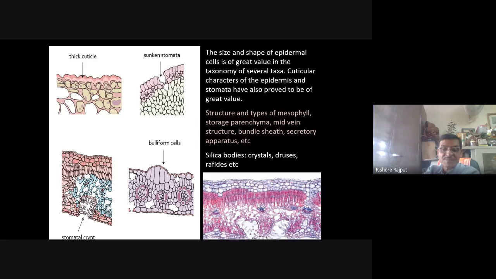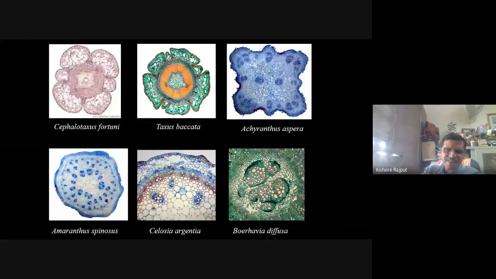And other deposits, like crystals, druses, or spherites, are there. What kind of deposition is there in the leaf can be used in the identification. I'll be just giving a taxonomic touch here. Then here I'll show the different groups of plants, how the leaf looks, or maybe the branches.